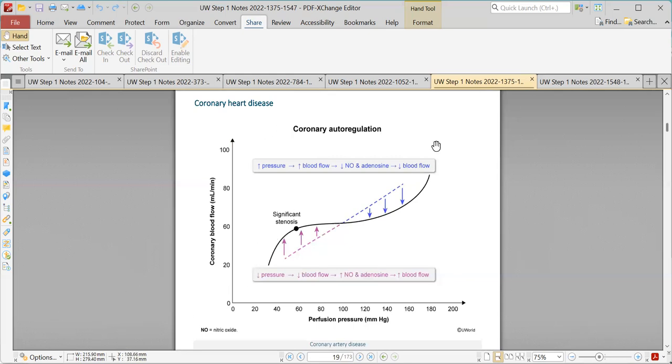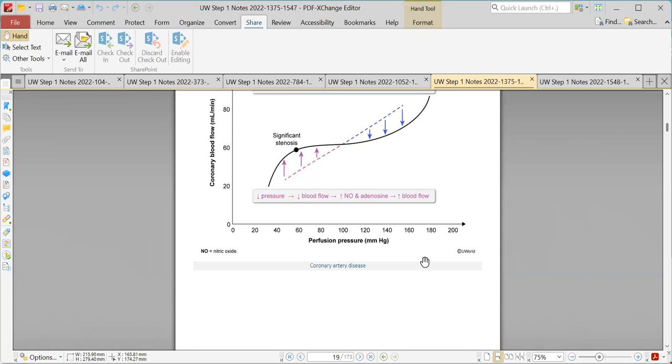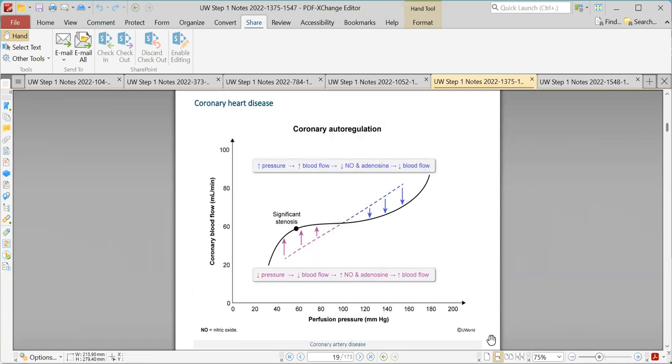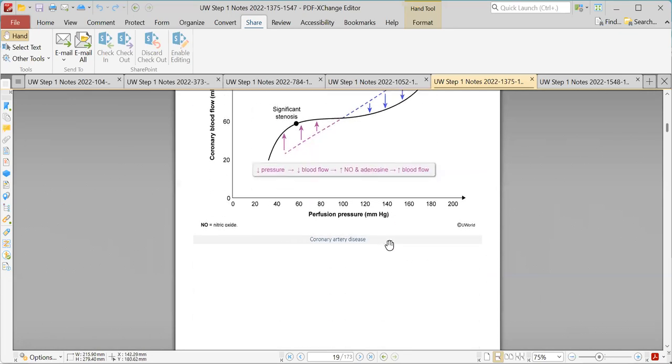Okay, so here this is the coronary autoregulation. When there's an increase in the pressure, there's an increase in the blood flow, and there's a decrease in the nitric oxide and adenosine. But when the pressure is really low, there's decreased blood flow, an increase in the nitric oxide and the adenosine, and there's an increase in the blood flow. The heart tries to survive.